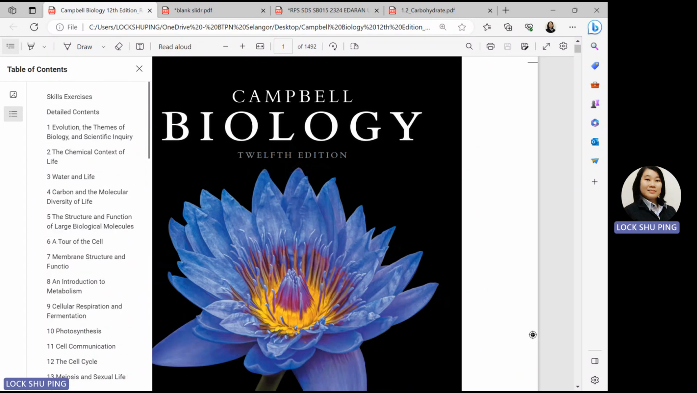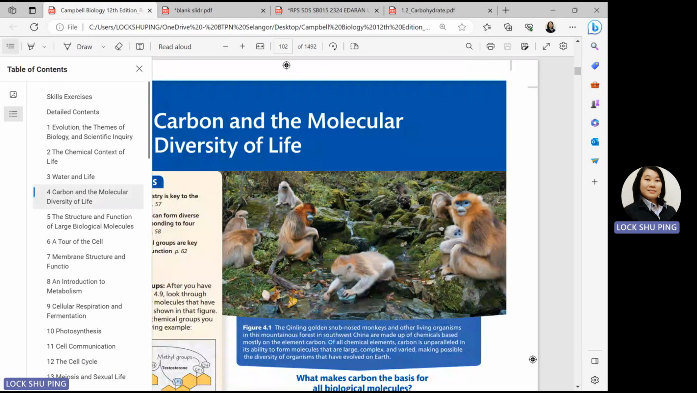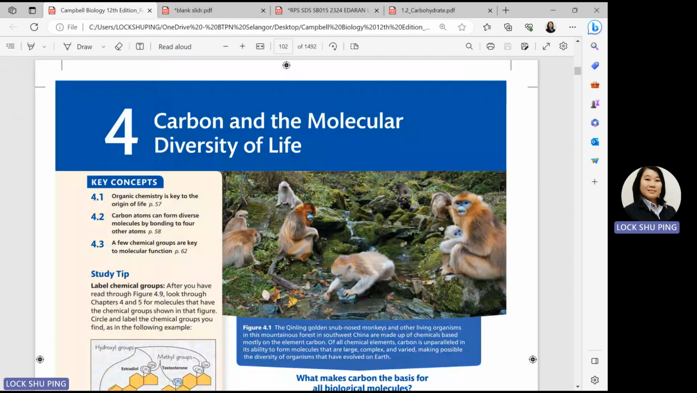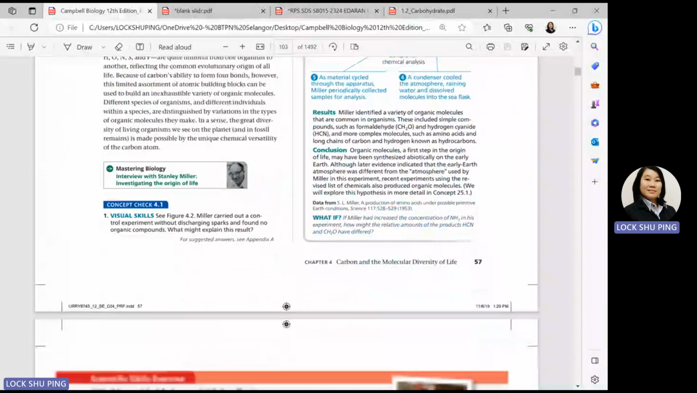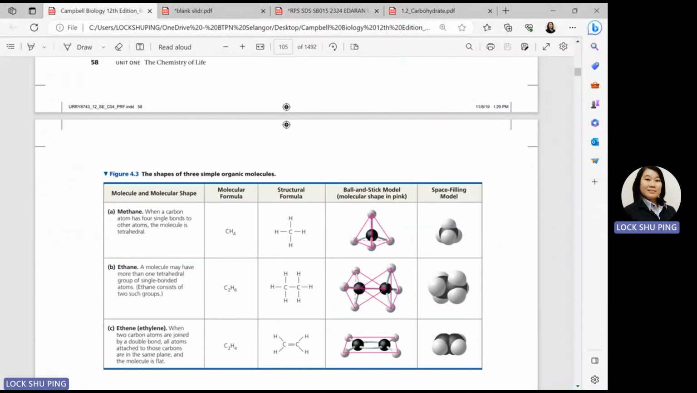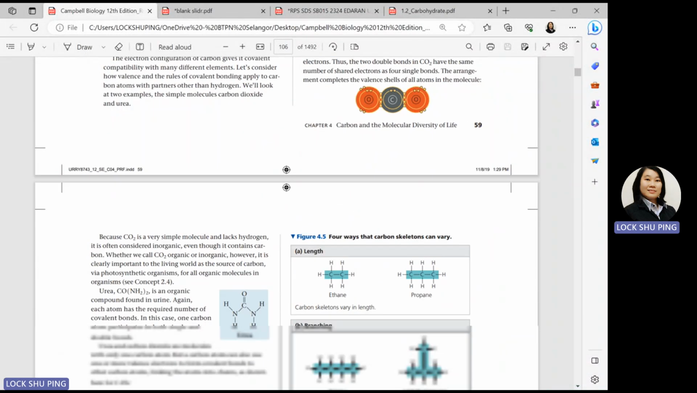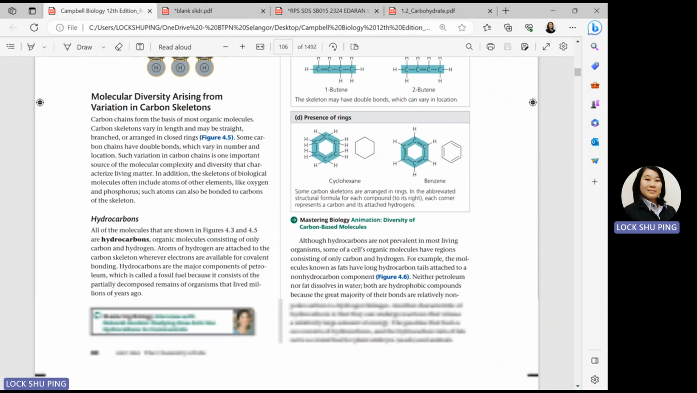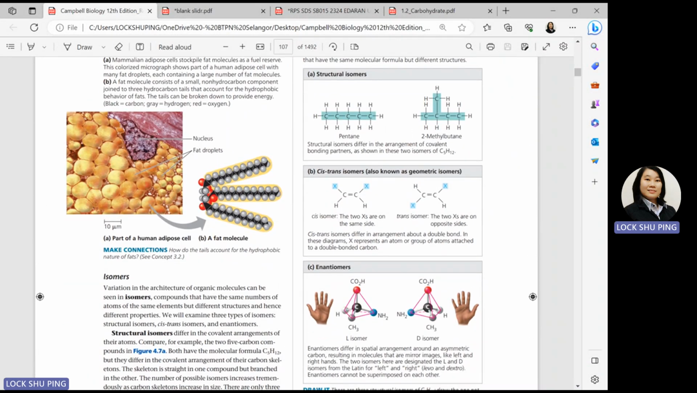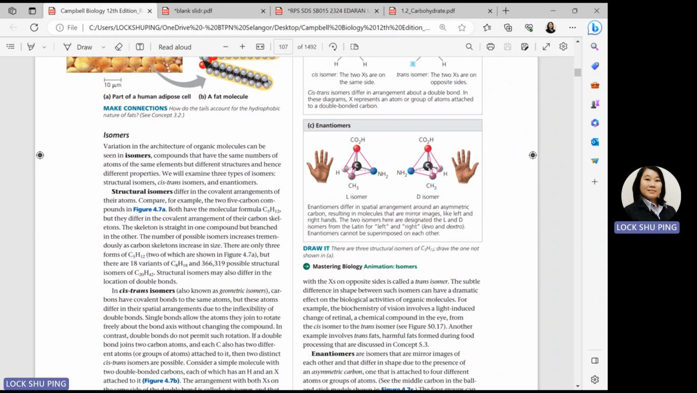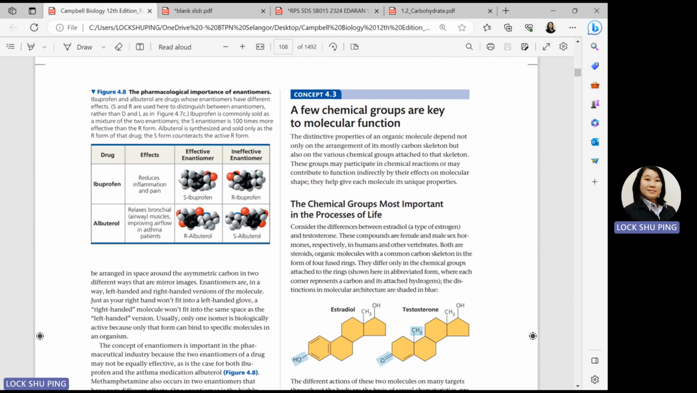So we want to find carbohydrate. Carbohydrate is in chapter 4. So we click on chapter 4, and it will automatically jump to the page of chapter 4. So now we can scroll down and find the information that we want. Okay, you notice that there will be a lot of information involved. So in order to find the information faster, normally we look at the diagram. The diagram can help us locate the information faster.